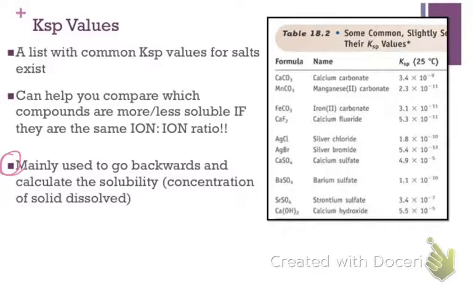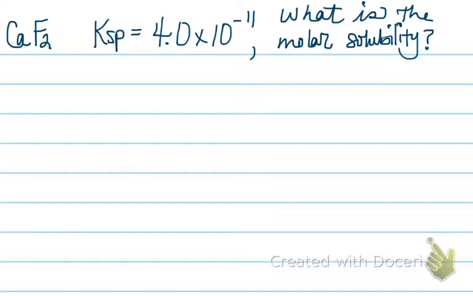So let's look at an example. This is an example that we did earlier. We actually found the Ksp expression for calcium fluoride. So I looked at a table and found that the actual Ksp value for calcium fluoride is 4.0 times 10 to the negative 11th. And we want to know what is the molar solubility of that. All right, so let's try it.